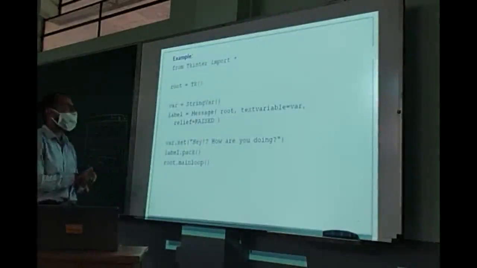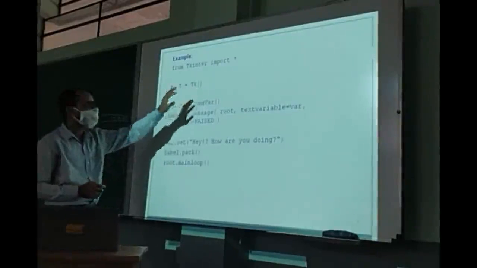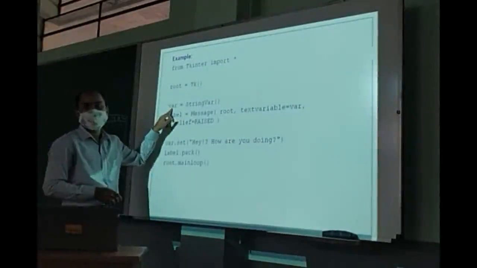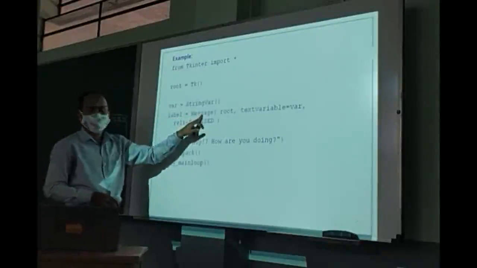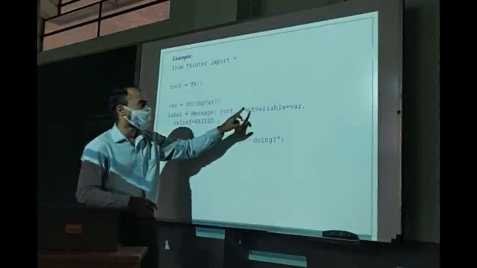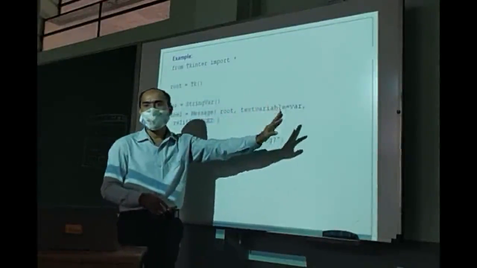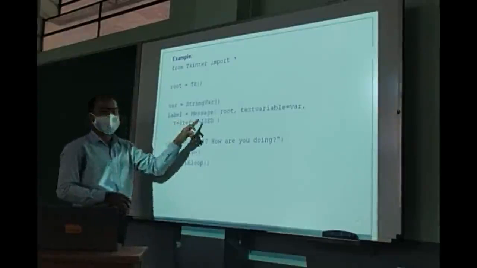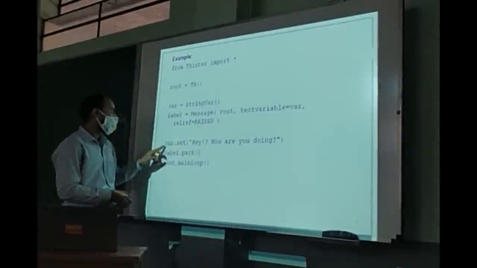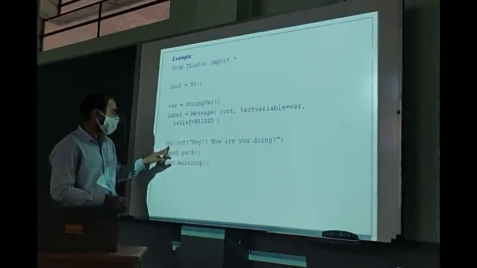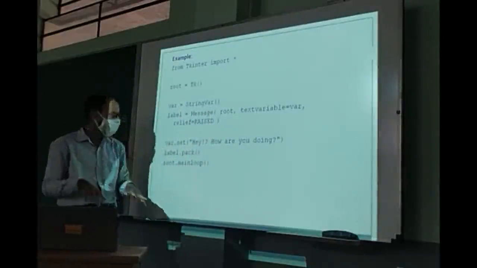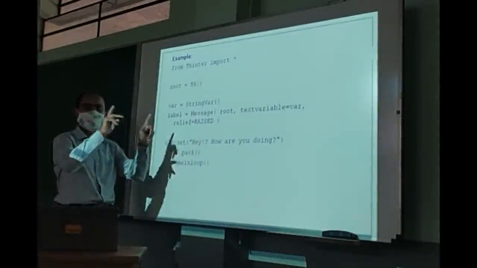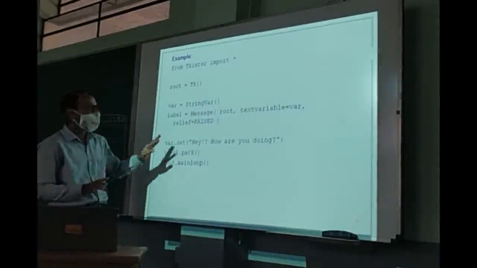Let us go through an example. The main window is created. Now we are creating a variable, again a string variable. Then message root, comma, textvariable equals var, relief equals raised. Then we are setting the text: var dot set, any text you want. Then pack, and it is displayed on the main window.